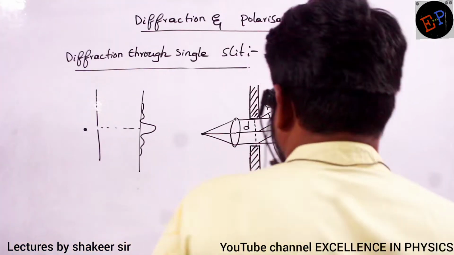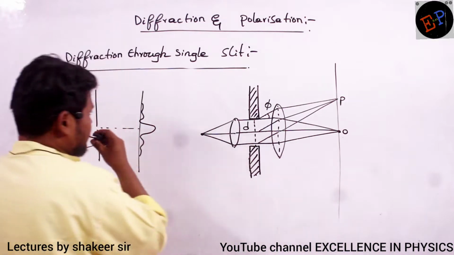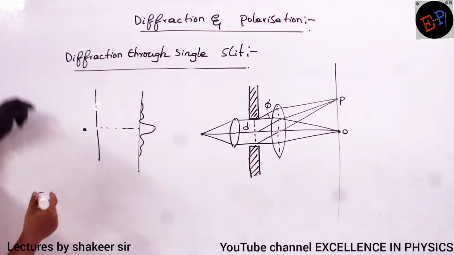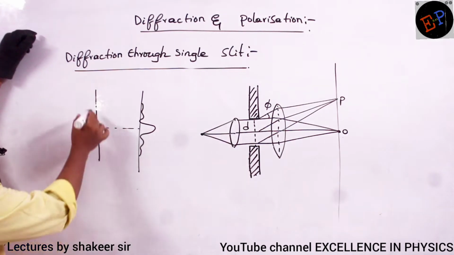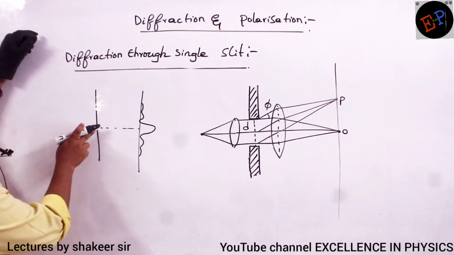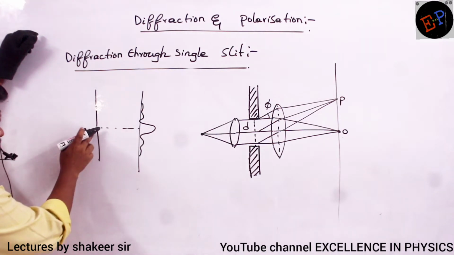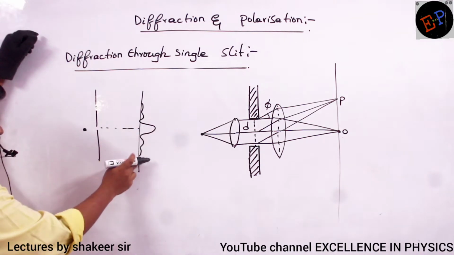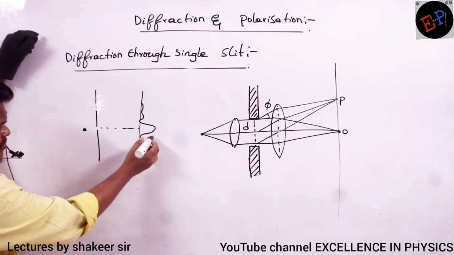Now we are studying diffraction through a single slit. Listen here. This is a cardboard through which a single source of light is entering, and it diffracts through this small hole. And you can find this type of pattern on the screen. Pattern in the sense, this is the graph of intensity.